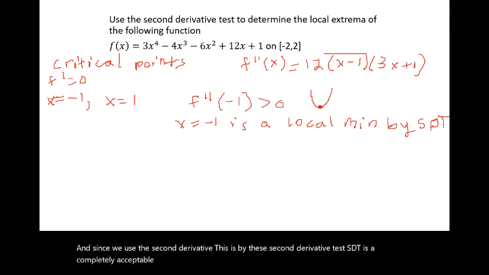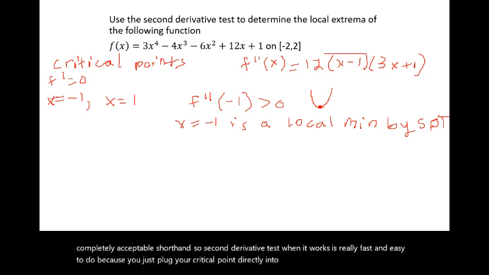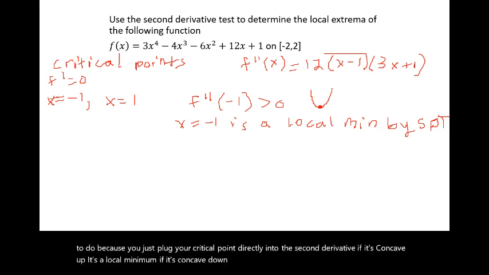So, second derivative test, when it works, is really fast and easy to do because you just plug your critical point directly into the second derivative. If it's concave up, it's a local minimum. If it's concave down, it's a local max, and that's it.